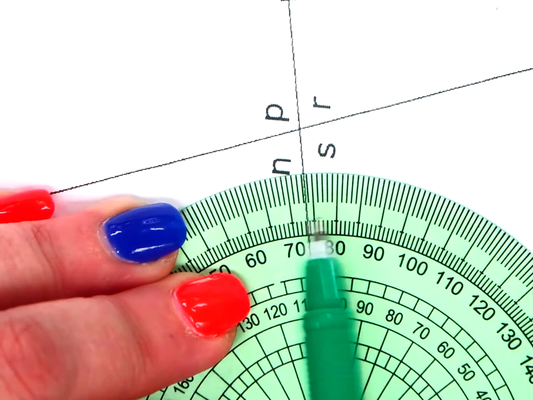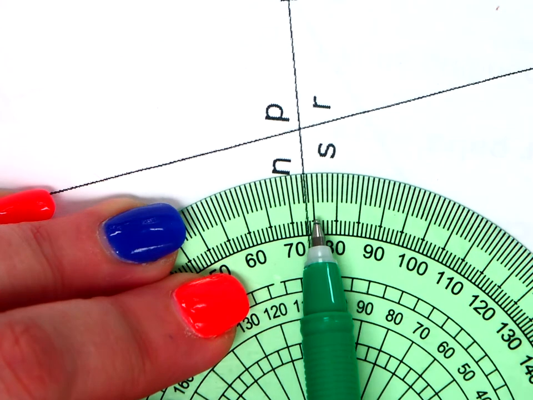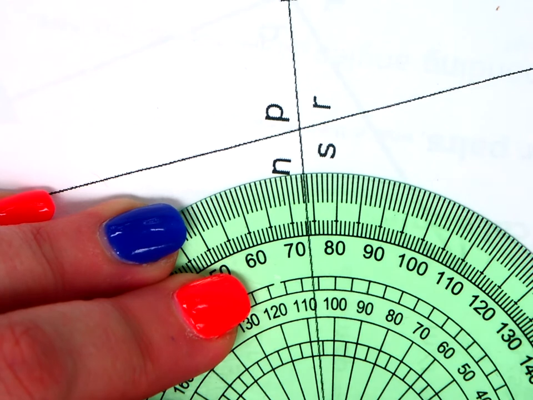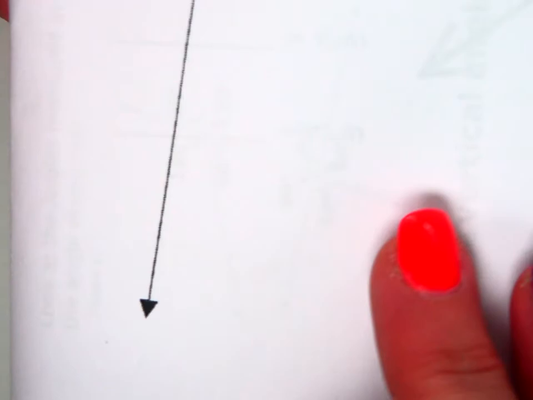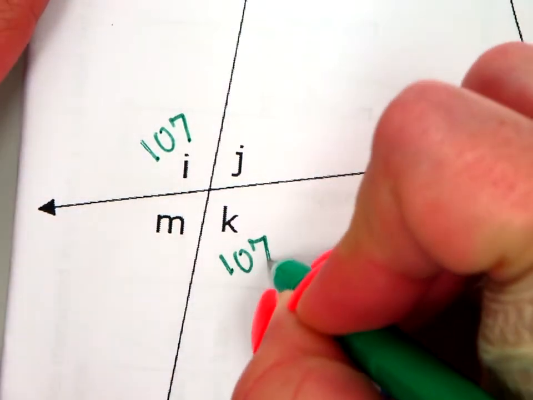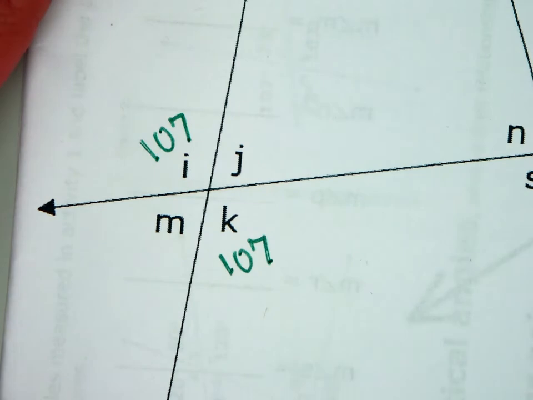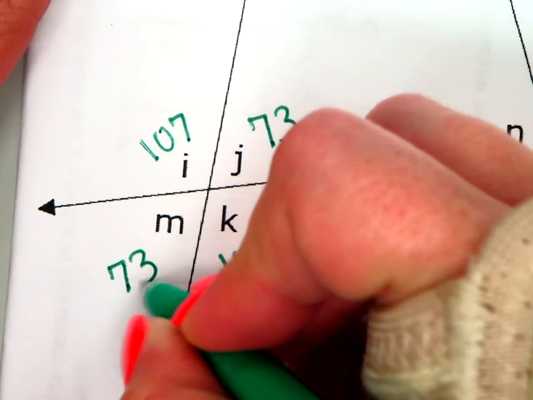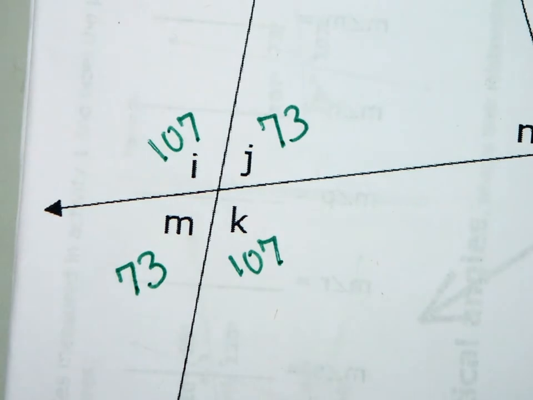Oh, you can't see. This is 105. That line right there, what would you say that is? 107? If we round, it's probably really like 106 and a half. So we'll round it to 107. So I and K are 107. Which means J and M are what? 73. Okay.